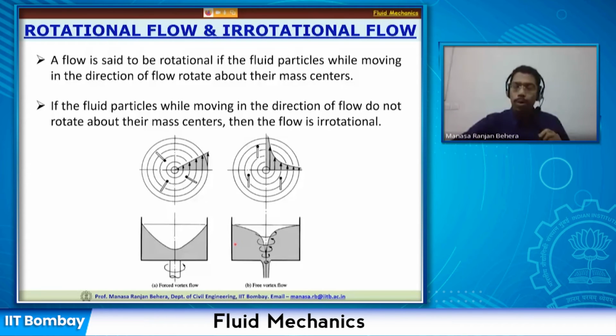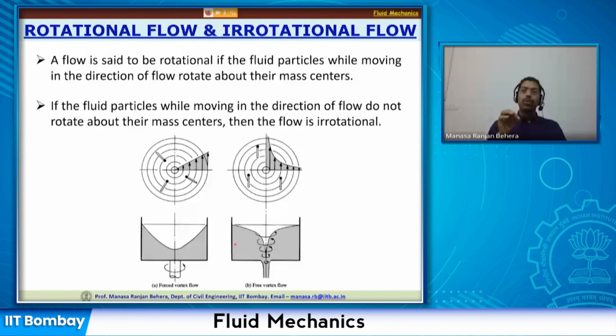Now, if I take any object, and it is moving in the flow and also rotating about its mass center, that is called rotational flow. And if the same object is moving with the fluid, but it is not moving about its mass center, then it is called irrotational flow. So the object is different; it is the flow we want to characterize.